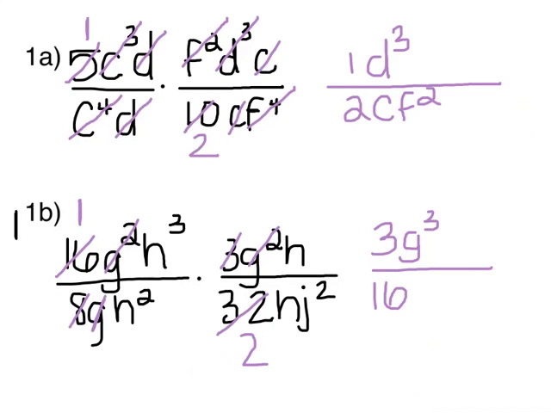We have 3 and 4 h's on the top and 2 and 3 h's on the bottom. So if we have 4 h's on the top and 3 on the bottom, we can cross off 3 in both spots. But we had 4 on the top, so we'll have 1 left over. Last, we have j squared on the bottom with no j squares on the top. So we'll have a j squared left on the bottom.